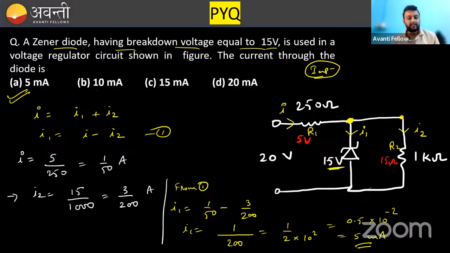I think this question is clear. This type of question is clear. In this question, we have learned all four things to calculate. What are the four things? The output voltage, we have calculated 15 volt. The current in all these three elements we have calculated. So I think that the Zener diode question is clear, and they are the most asked questions.